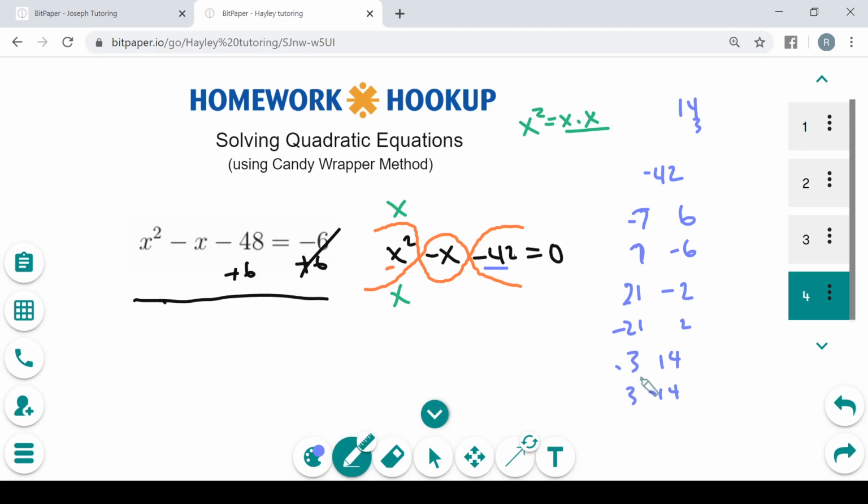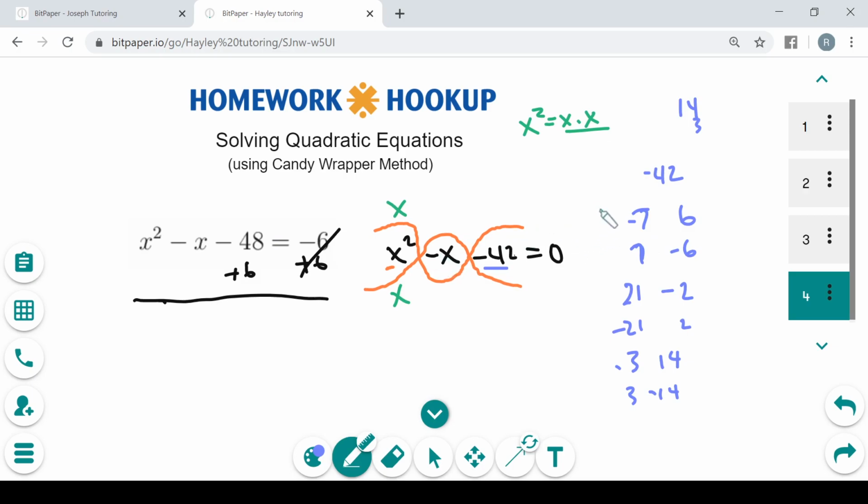But we won't do that in this case, but you could. So anyway, these are all the ways we can multiply. Well, not all of them, but these are most of the ways we can multiply to get negative 42, right? So the whole goal is we want to pick a pair that not only multiplies to this number, but when you add them together, you get the number out here. So the number right here is a negative 1.